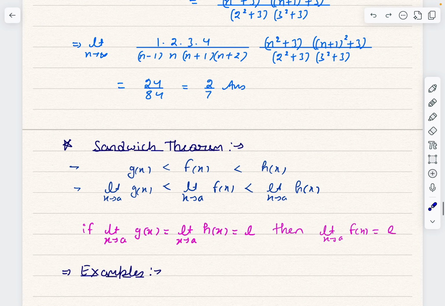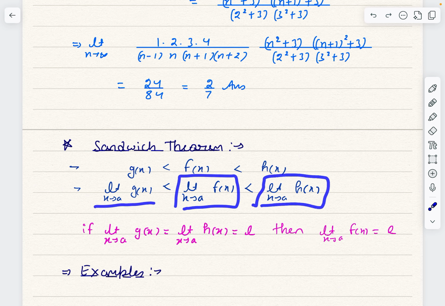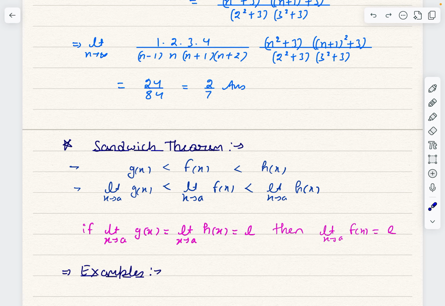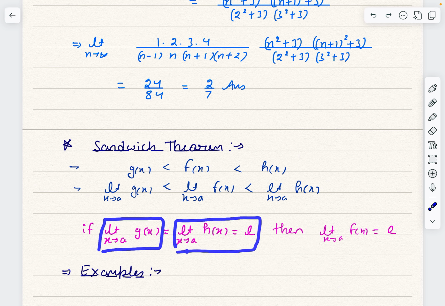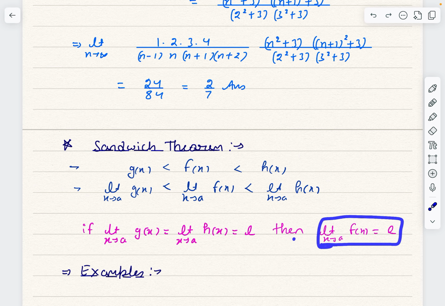Next is the Sandwich theorem. What is the Sandwich theorem? They say if we have a function f(x) that lies between g(x) and h(x), then limit x tends to a of f(x) will also lie between limit x tends to a of g(x) and limit x tends to a of h(x). And in a particular scenario, let us say the limit x tends to a of g(x) and the limit x tends to a of h(x) both come out to be L. Then the limit x tends to a of f(x) has to be L only, no?